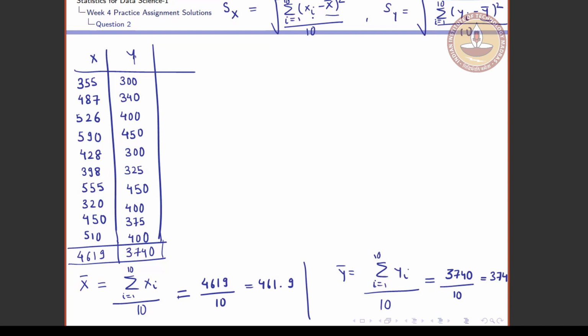Now let's calculate the deviation of the marks obtained by students in class 10th from the mean marks in class 10th. Similarly, we find the deviation of marks from the mean marks obtained in class 12th. So let's calculate. This is xi minus x bar, yi minus y bar.